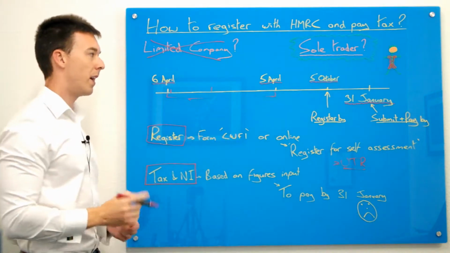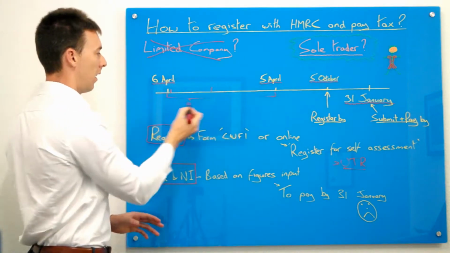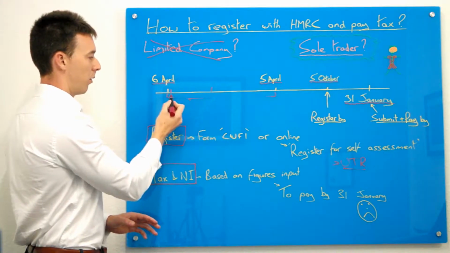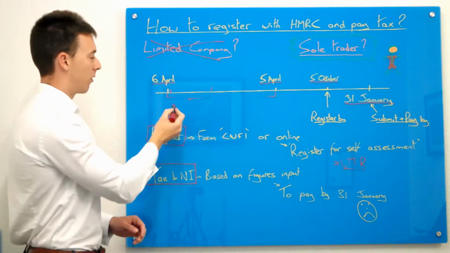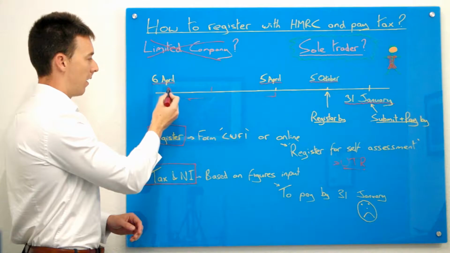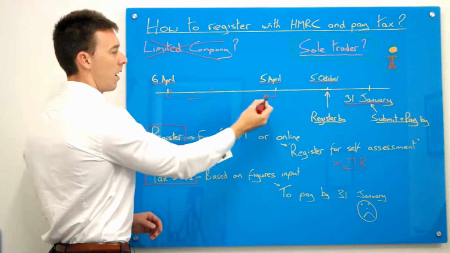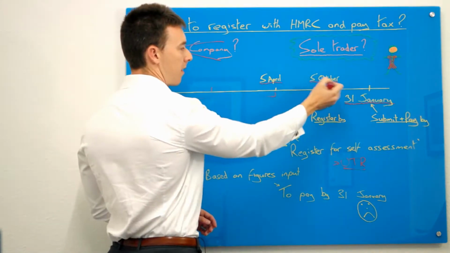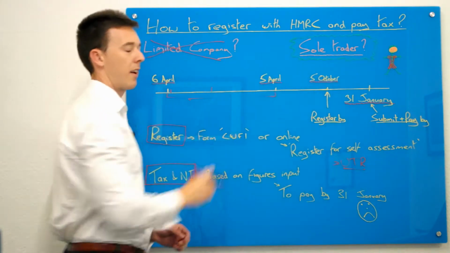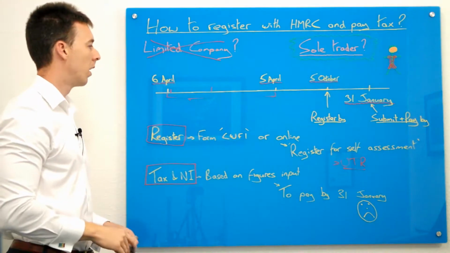So it doesn't matter where you start in the year. You might start trading or be in business or start working for yourself, from the 7th of April or 31st of May or wherever it is. You've got to tell HMRC by this date after the next 5th of April, okay?